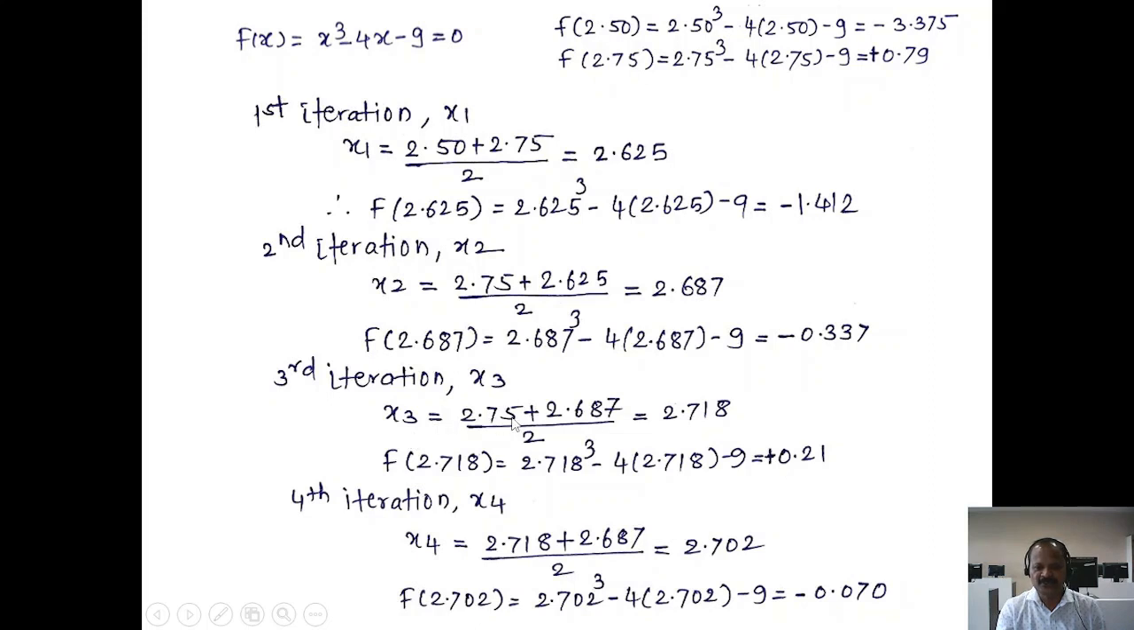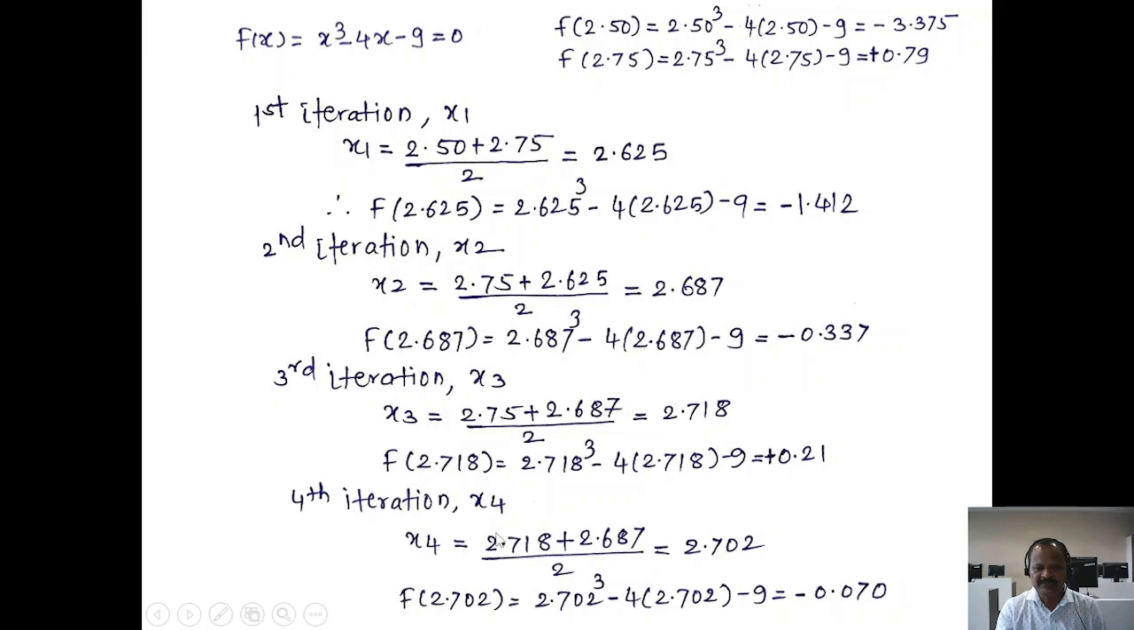So x3 is equal to 2.75 plus 2.687 divided by 2, which is equal to 2.718. Now this 2.718 you have to put into the equation. So f of 2.718 is equal to 2.718 cube minus 4 into 2.718 minus 9, and the answer is plus 0.21. Now this answer is positive. Now for the fourth iteration, the root lies in between positive and negative values. This is the positive value for 2.718 and this is the negative value for 2.687.